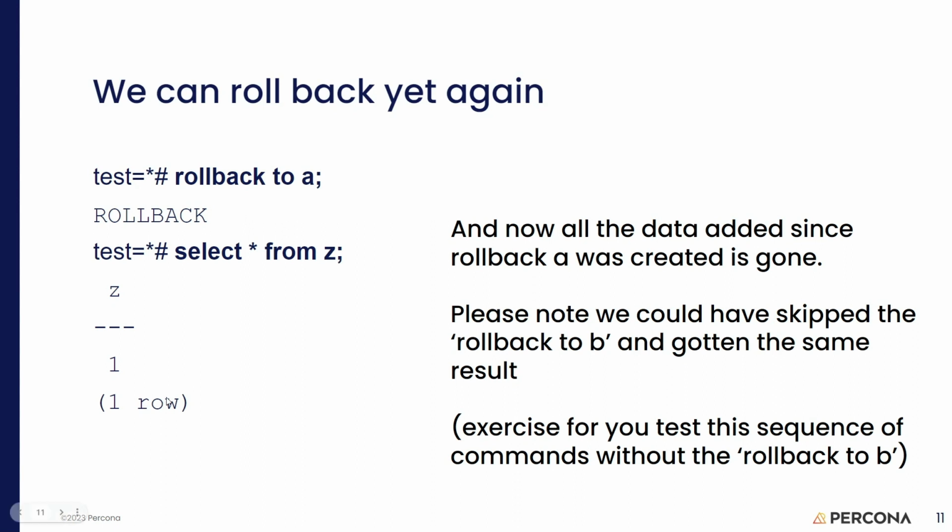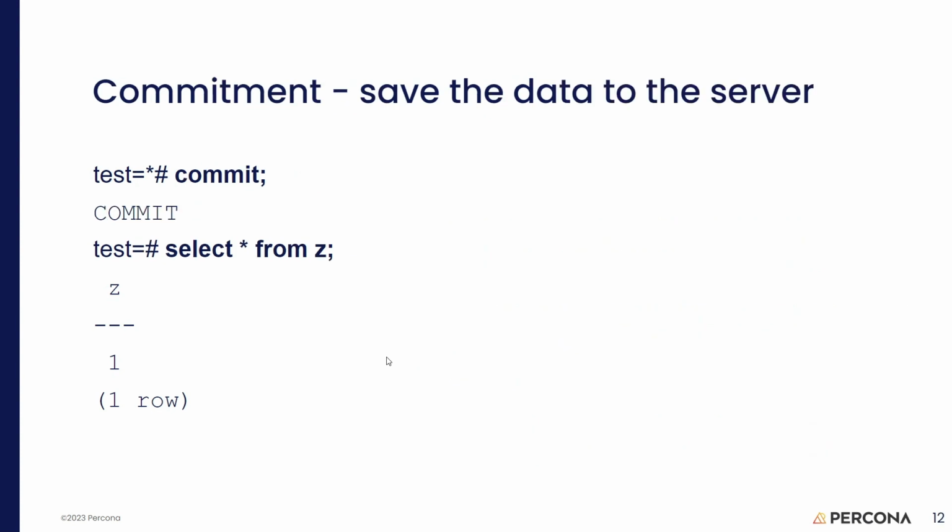Now, please note that if we wanted to just go from what we had after we put in the value of 3, back to A, we could just have done a rollback to A without having to do the rollback to B, and would have got to the same point here. By the way, that's a good exercise for you to test on your own.